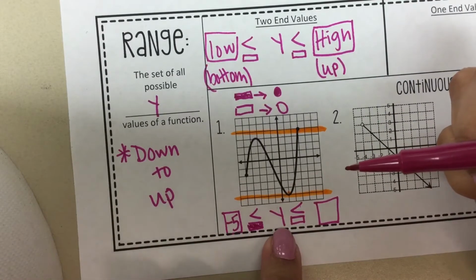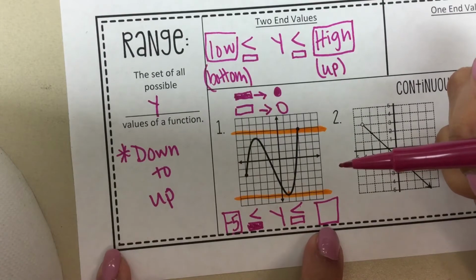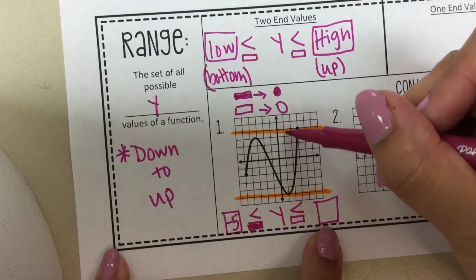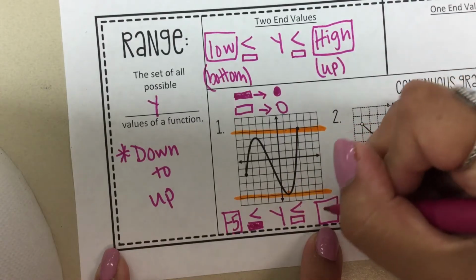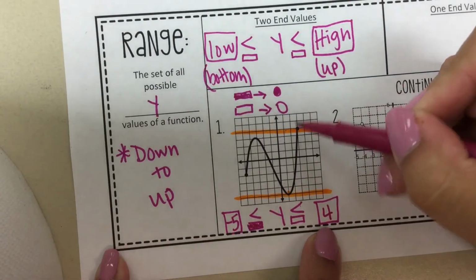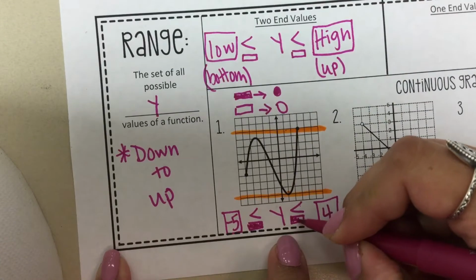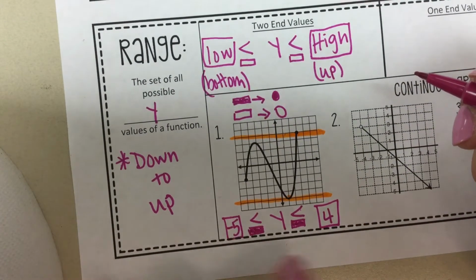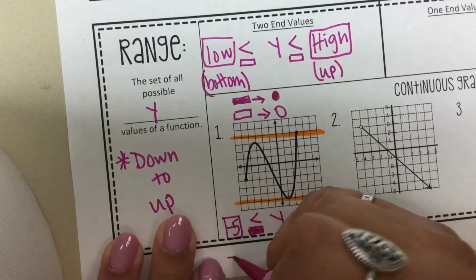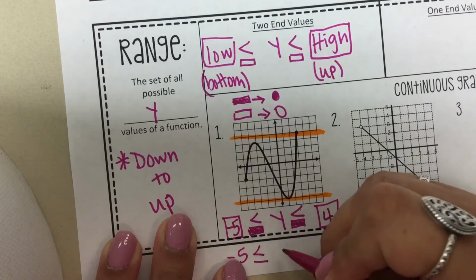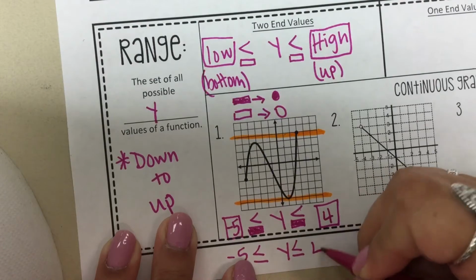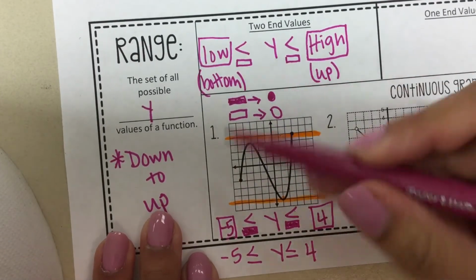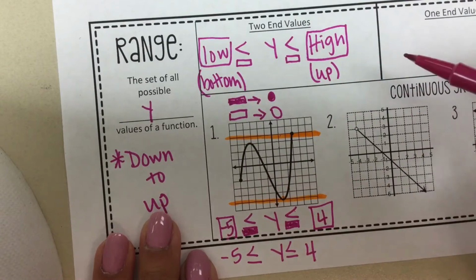Then we have y, and now we're looking at the top side. My highest value is 1, 2, 3, 4, and this is a closed circle, so therefore I am going to color in this box. So if I translate this to the way it will actually end up looking on your assignments, we're going to have -5 less than or equal to y less than or equal to 4. So this is how it's going to work if we have two end values.